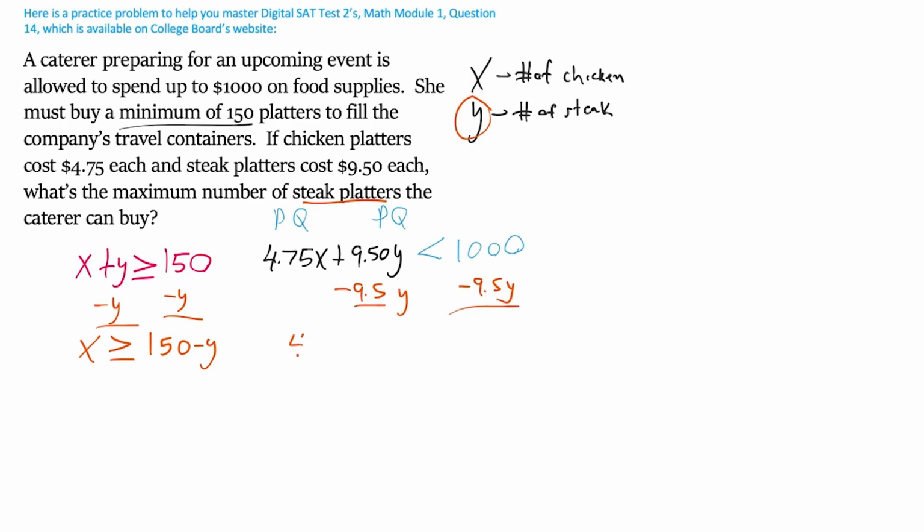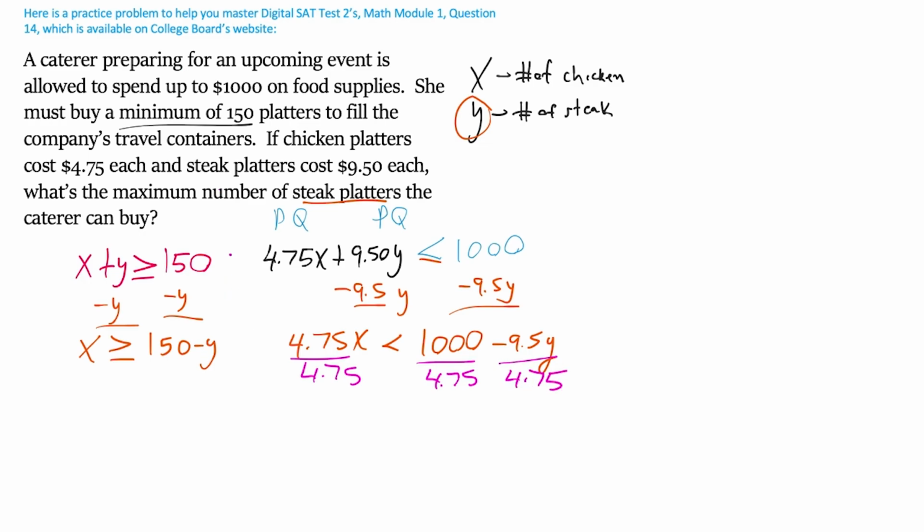And so we'll have 4.75X is less than, actually it should be less than or equal to, because they can spend up to 1,000. So I mean, they can actually spend 1,000. So right now we've got 1,000 minus 9.5Y right here. And next we can divide away that 4.75 because the idea is that we want to get the X by itself.